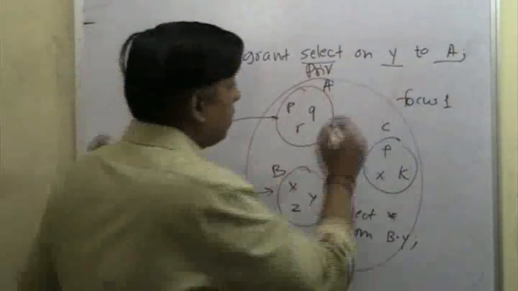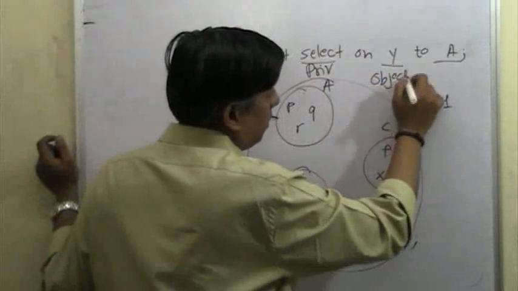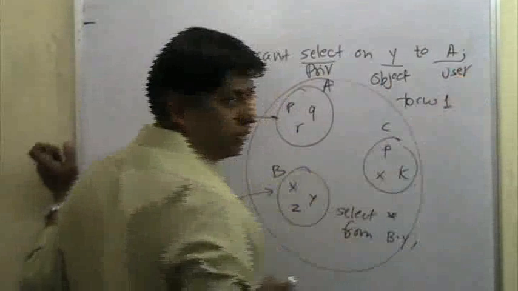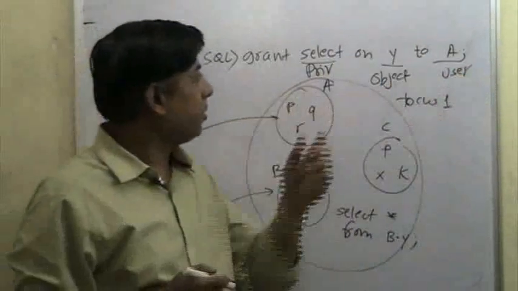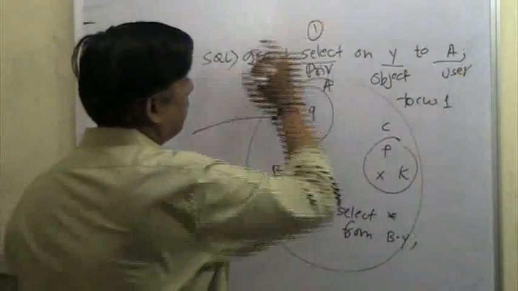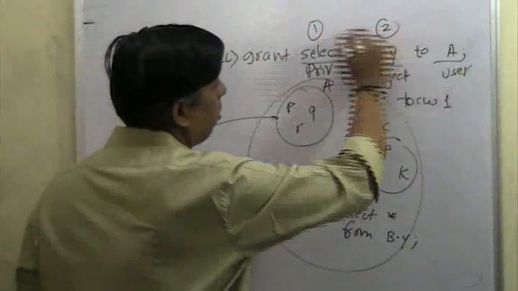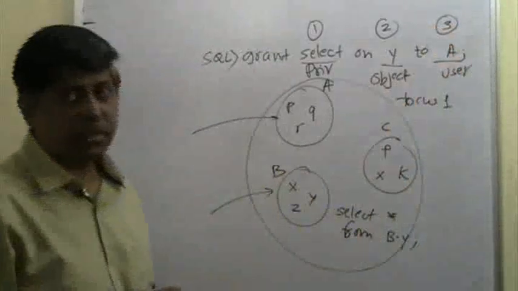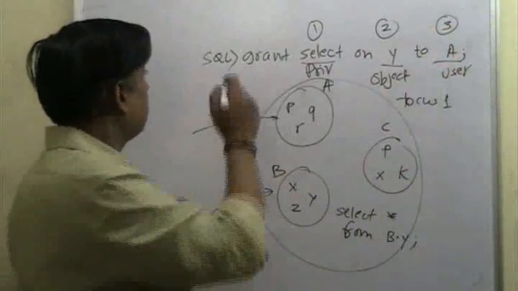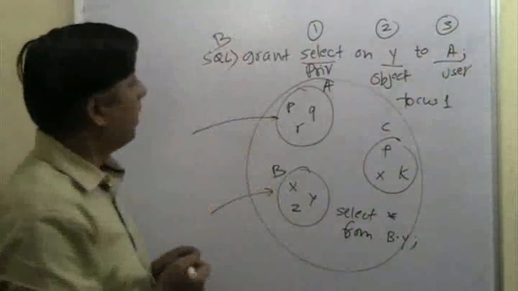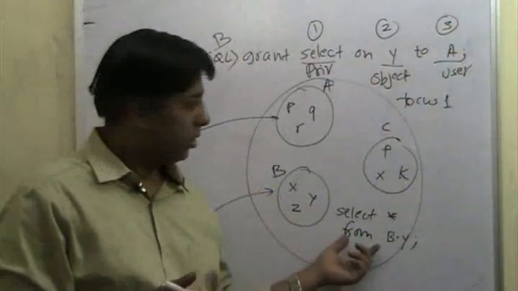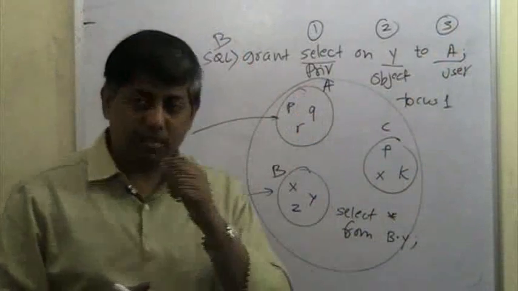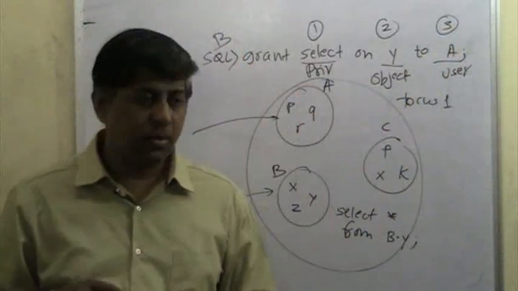On a certain object, this is an object. And finally it is the user or a schema. So these are the three important things. Number one is the privilege, number two is the object, and number three is the user. This command has to be executed by user B, and then only after that user A will be able to execute this command. Then only he will get that access.